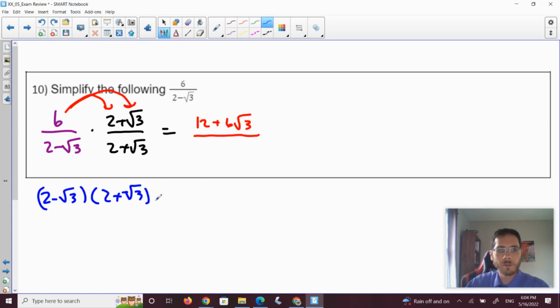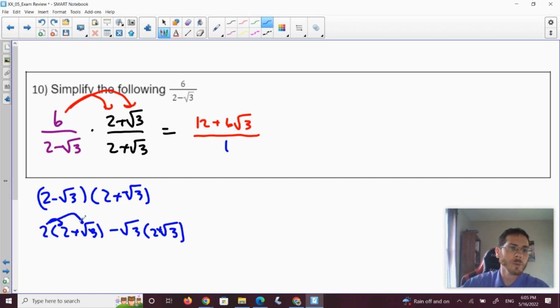So if you spot it, you can see this is going to be 4 minus 3, which is just 1. But if you want to go through the whole process, it'd be 2 times 2 plus radical 3 minus radical 3 times 2 plus radical 3. So double distribute. 2 times 2 is 4. 2 times radical 3 is 2 radical 3. Negative radical 3 times 2 is minus 2 radical 3. Negative radical 3 times positive radical 3 is negative radical 3 squared.